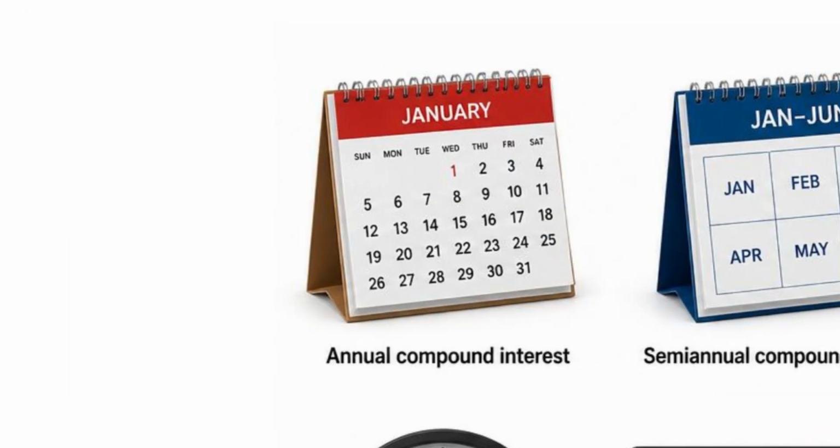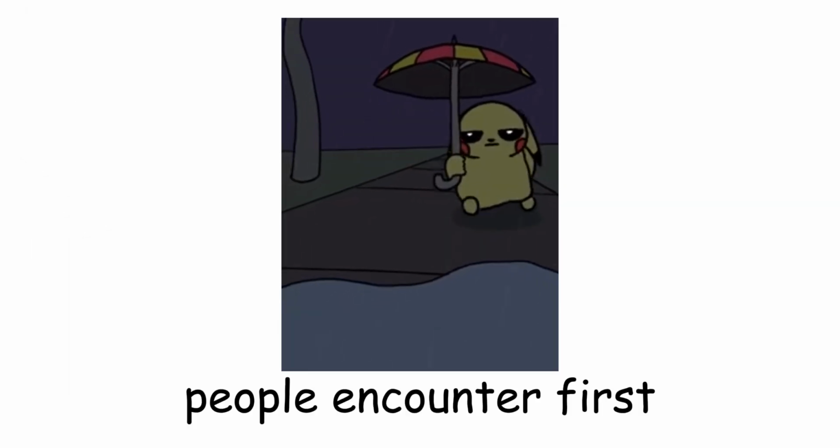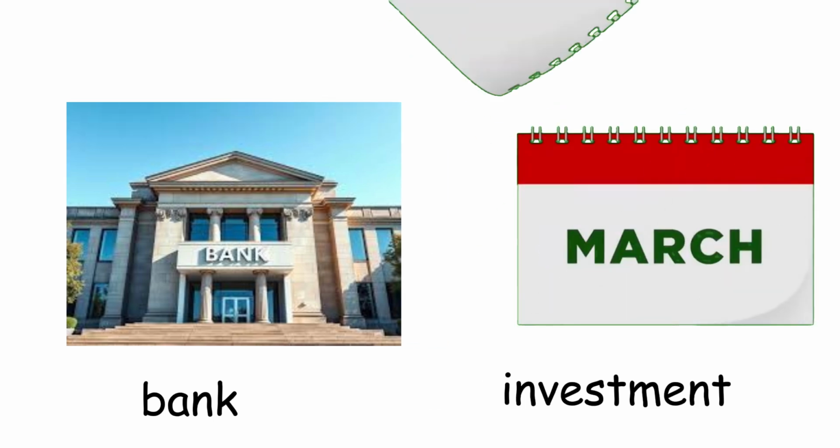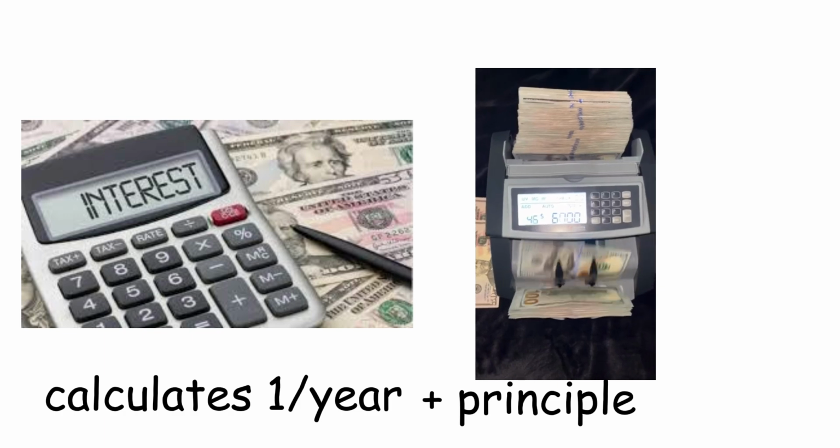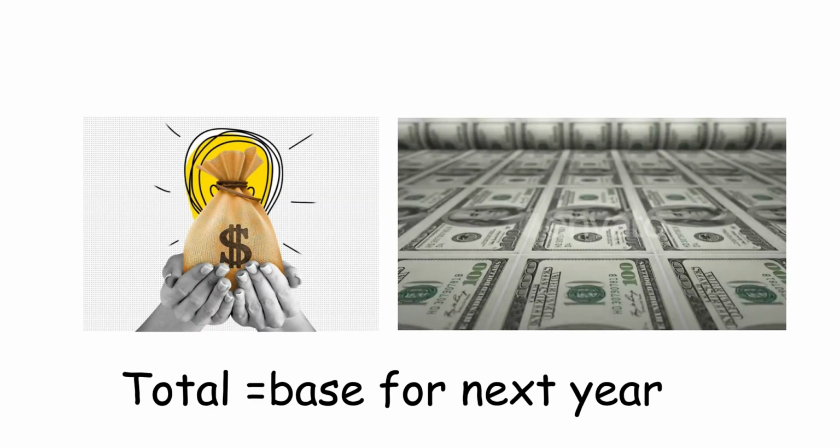Annual compound interest. This is the most common form most people encounter first. When a bank or investment account says it compounds annually, it means interest is calculated once per year, added to the principal, and then the new total becomes the base for next year's calculation.